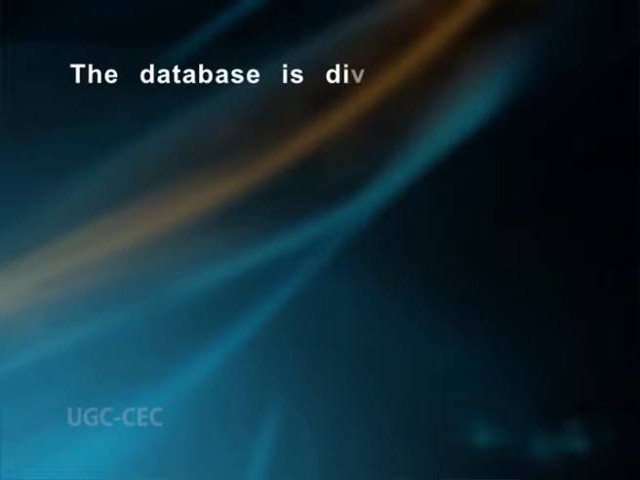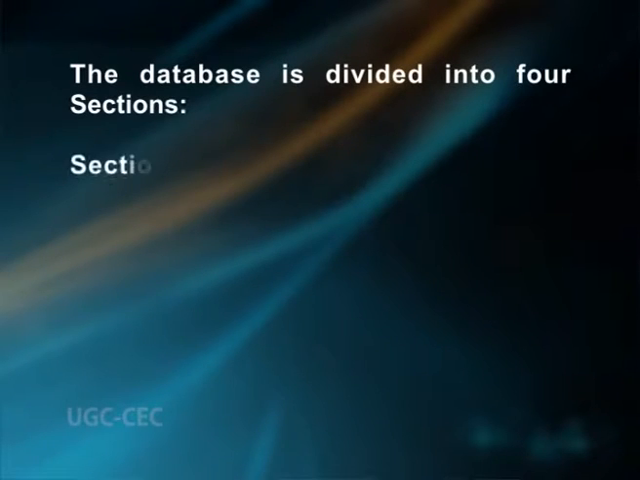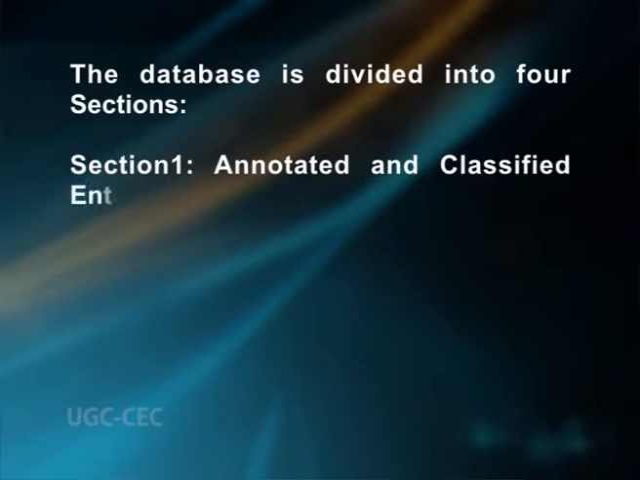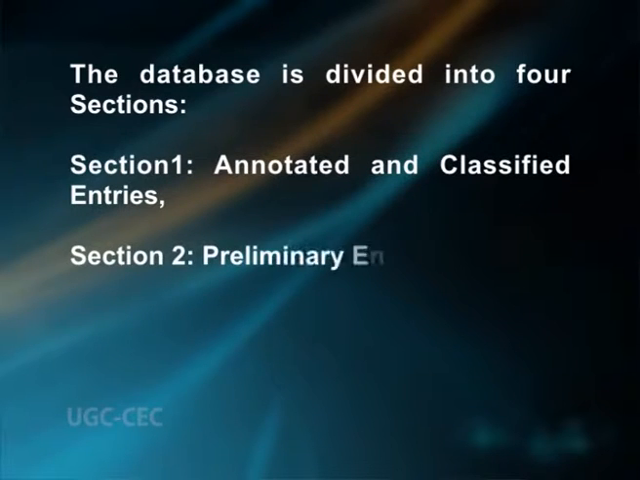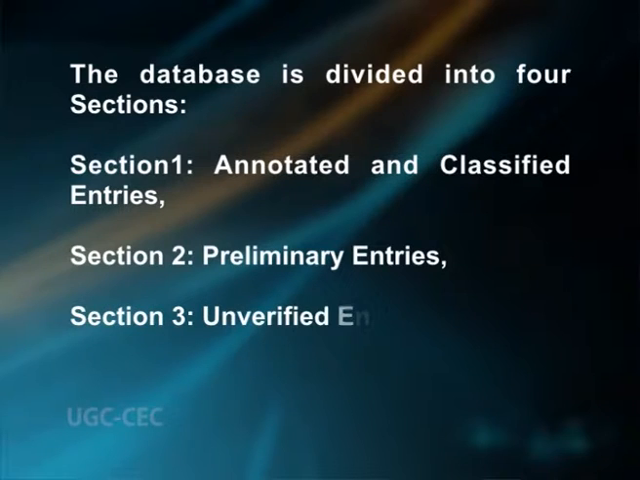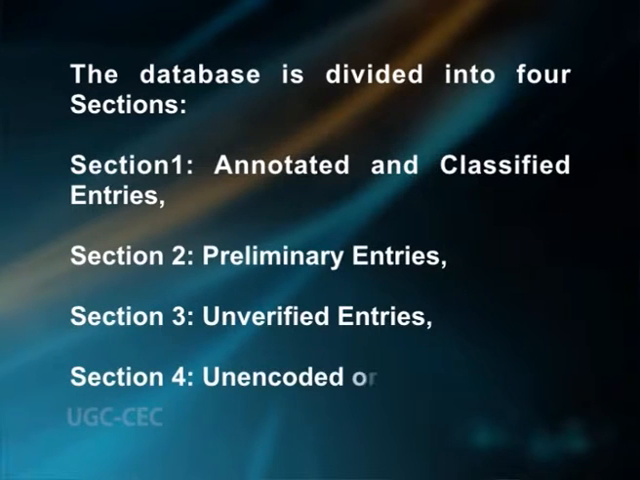The database is divided into 4 sections. Section 1: annotated and classified entries. Section 2: preliminary entries. Section 3: unverified entries. Section 4: unencoded or untranslated.